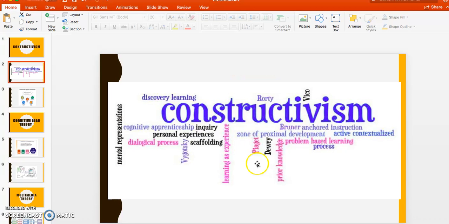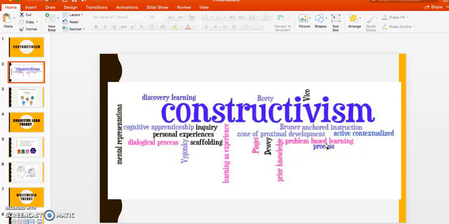Here is a word bubble of constructivism talking about all of the key concepts of the theory itself. So, constructivism states that learning is an active, contextualized process of constructing knowledge rather than acquiring it. Each person has a different interpretation and construction of knowledge process. An instructor should never tell students anything directly, but instead should always allow them to construct the knowledge for themselves.